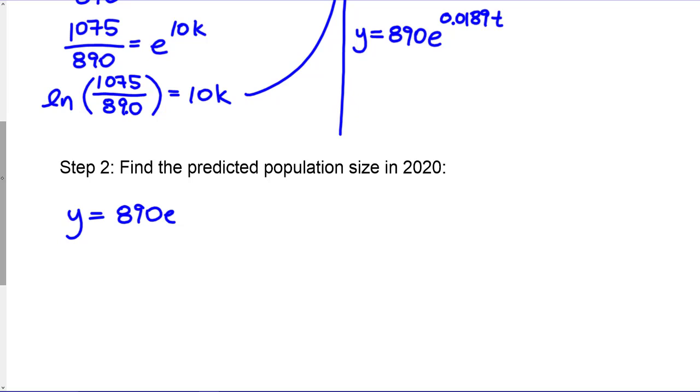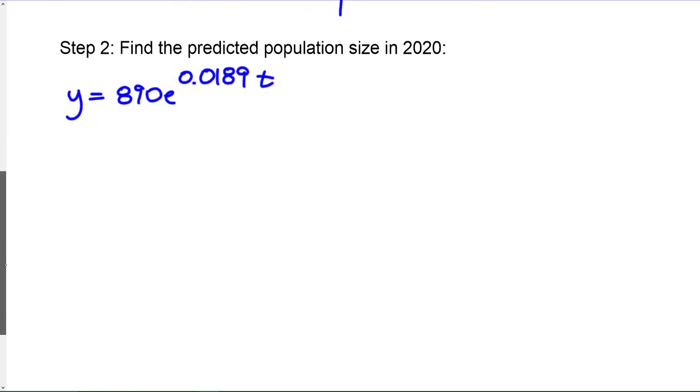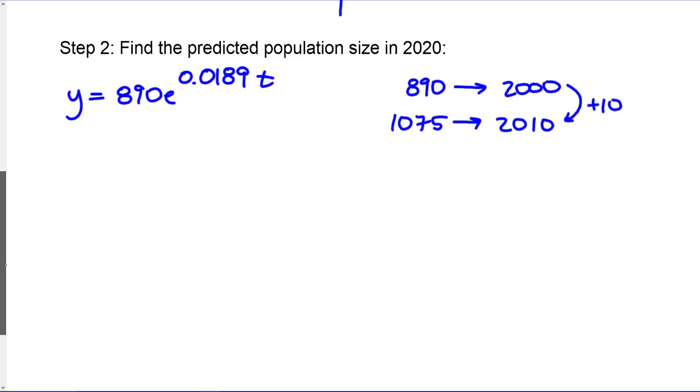890 e to the 0.0189 t. I want to know what the population size in 2020 is going to be. Well, this model was set up based off of a number of years from the year 2000, because the population size was 890 in the year 2000. 10 years later, it was 1,075. And we based that off of just an increase of 10 years rather than the actual value of 2010.